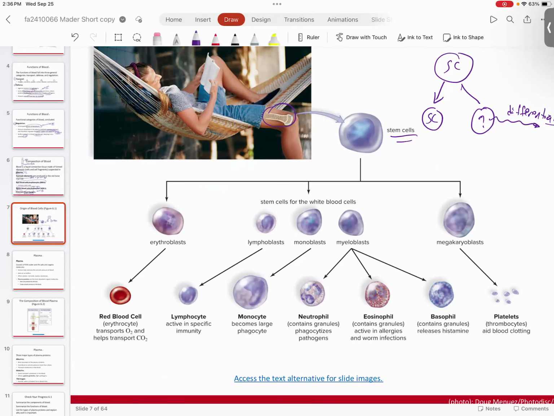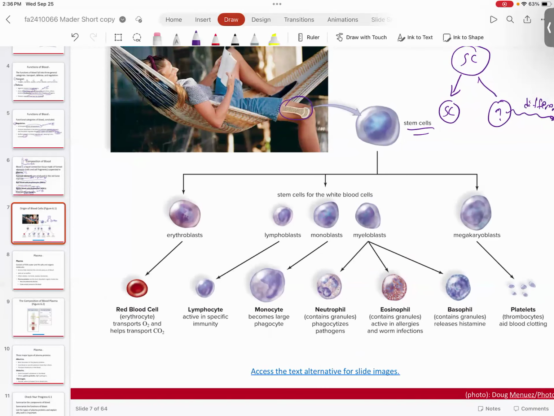And the cells that they differentiate will form the different lineages of the cells that you see in your formed elements. For instance, the first cells that come off of your stem cell will turn into what's called erythroblasts. A blast cell typically refers to a developmental cell. This is not a terminally differentiated cell. This is not a cell that's all grown up and ready to do a job. This is a developmental cell, so it's still in production. So erythroblasts will then differentiate and mature into red blood cells, erythrocytes.